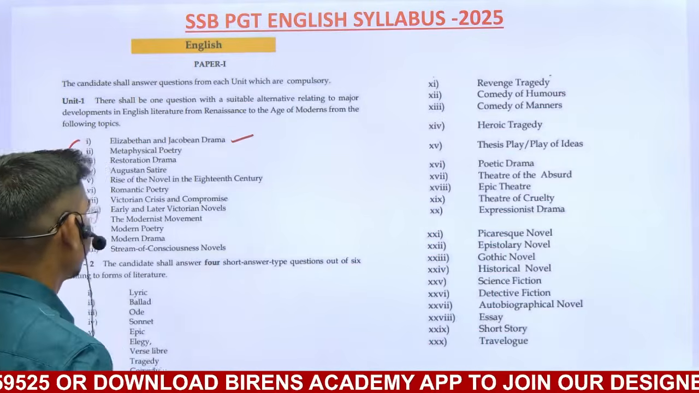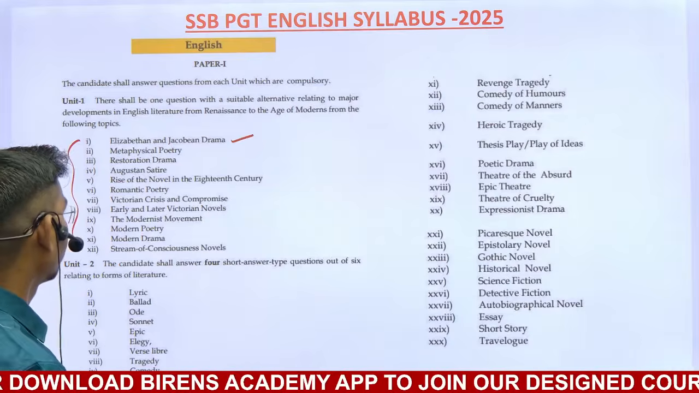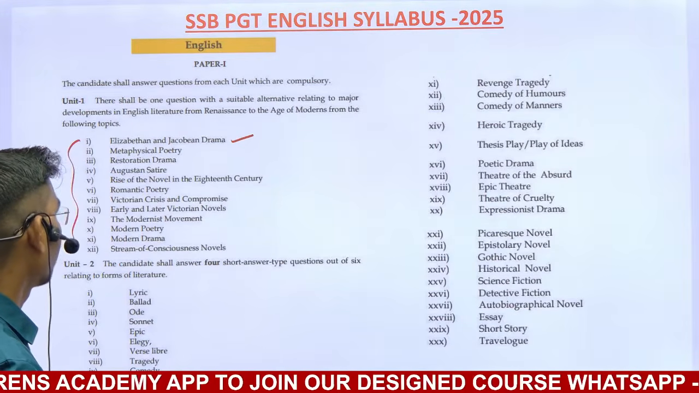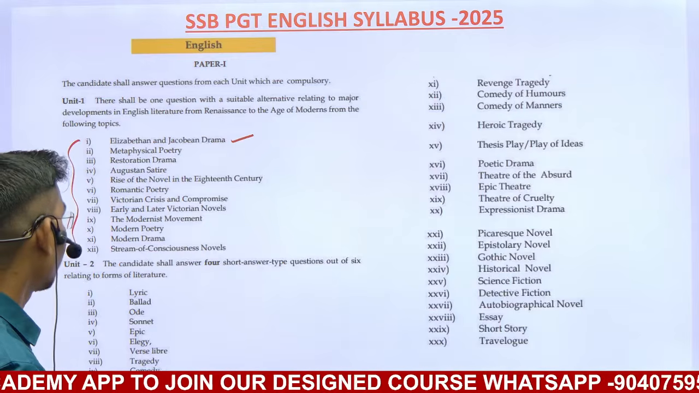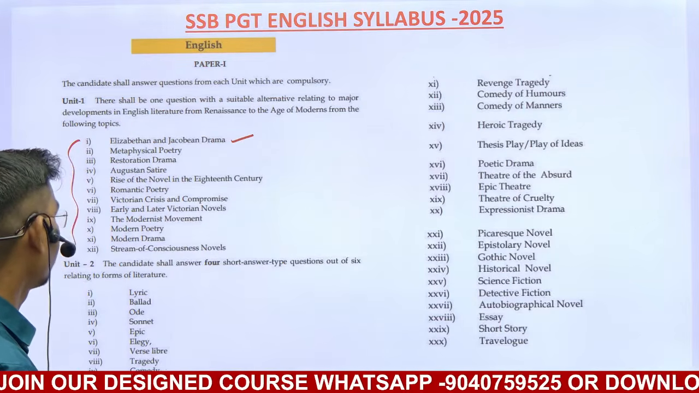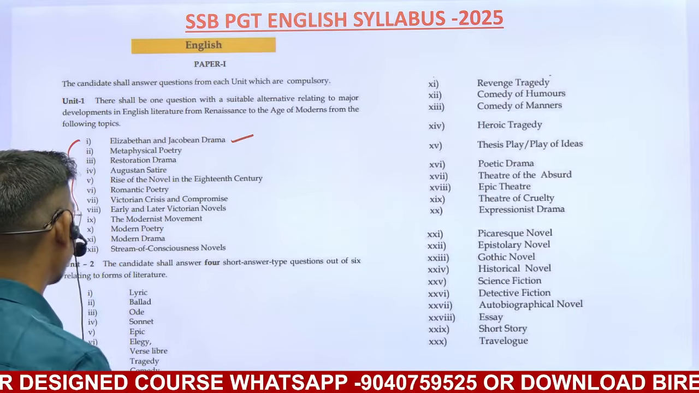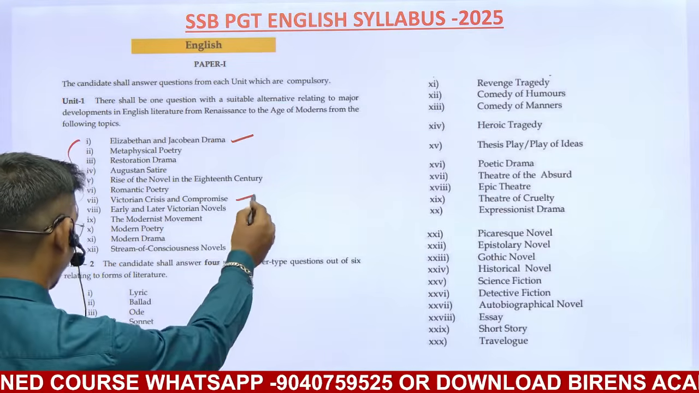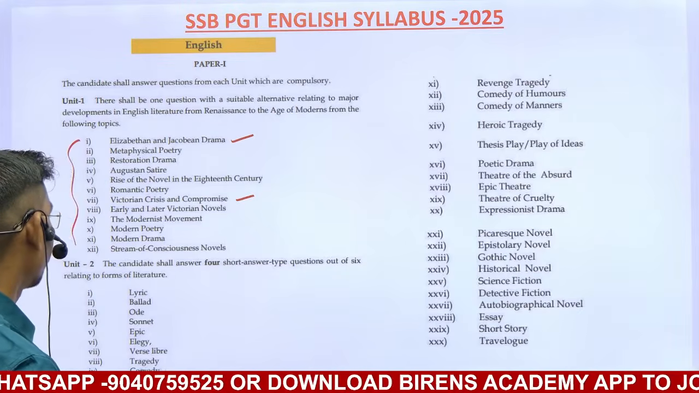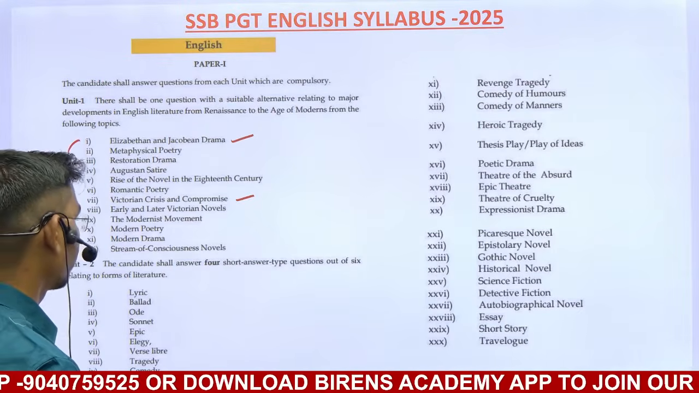Other than the Elizabethan and Jacobean drama, we have metaphysical poetry, restoration drama, Augustan satire, rise of the novel in the 18th century, romantic poetry, Victorian crisis and compromise, early and later Victorian novels, the modernist movement, modern poetry, modern drama, and stream of consciousness novels.